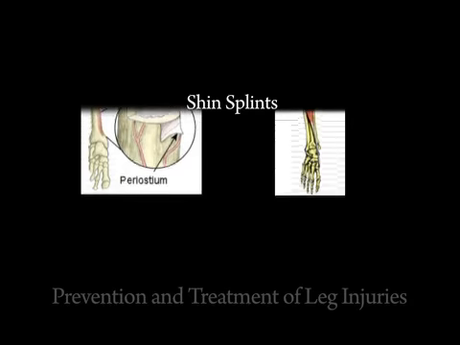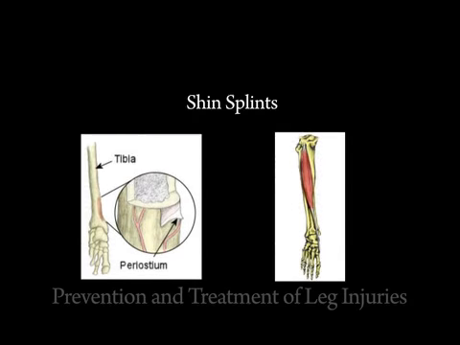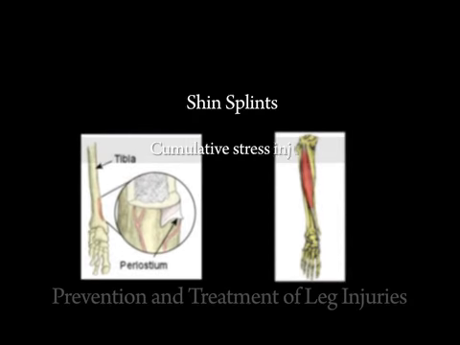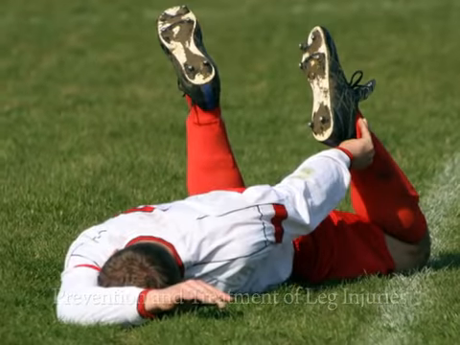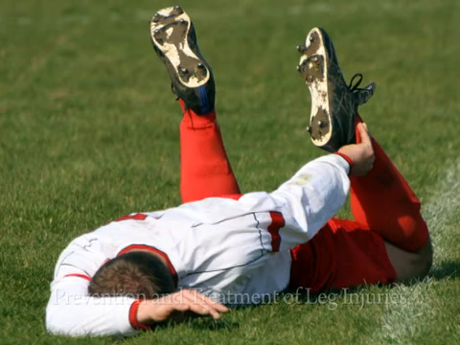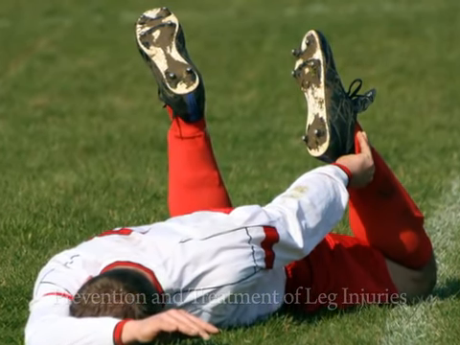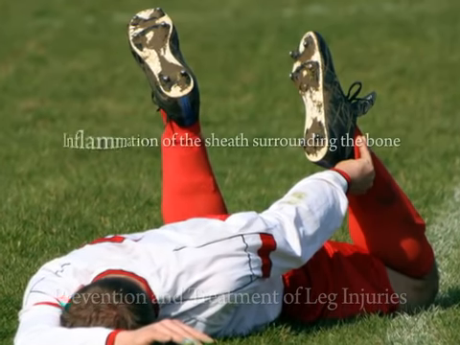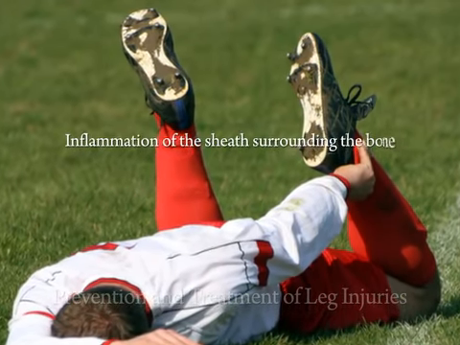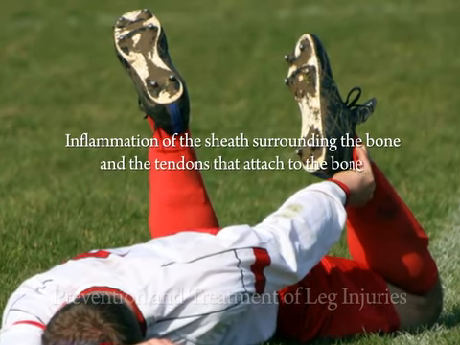Shin splints, or medial tibial stress syndrome, is considered a cumulative stress injury. This means they are most often the result of repeated stress to the bones and muscles without proper conditioning or rest between sports activities. The term shin splints is not actually a diagnosis. It's more accurately a description of an underlying problem, which is inflammation of the sheath surrounding the bone and the tendons that attach to the bone.